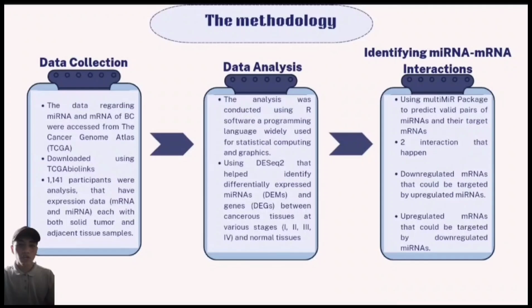Next, we will be identifying microRNA-mRNA interaction by using the multiMiR package to predict valid pairs of microRNA and their target mRNA. Two interactions that could happen and will be observed are downregulated mRNA that could be targeted by upregulated microRNA, and upregulated mRNA that could be targeted by downregulated microRNA.